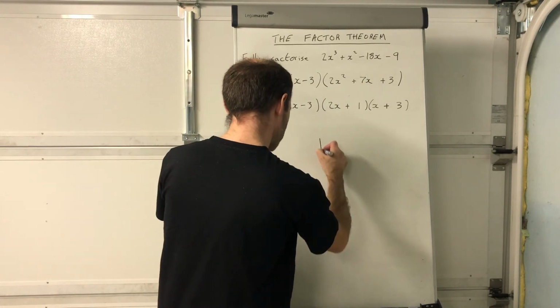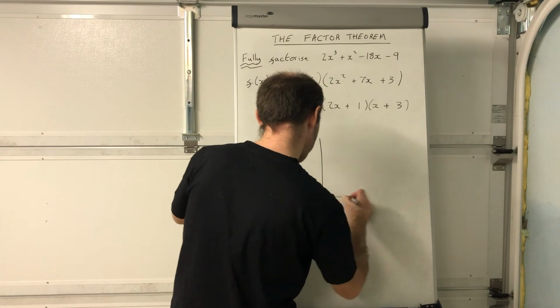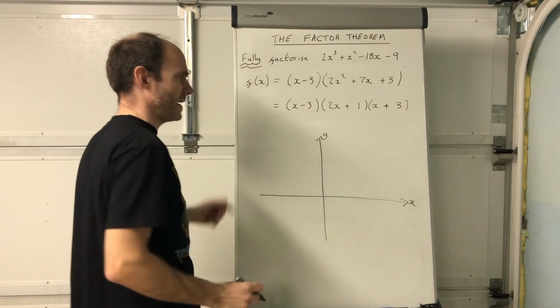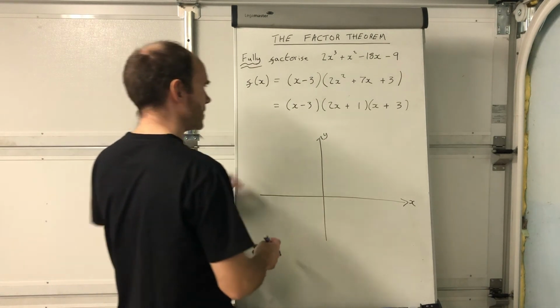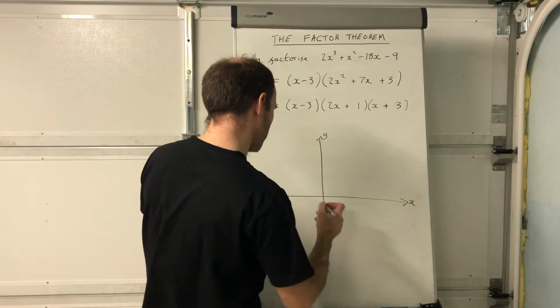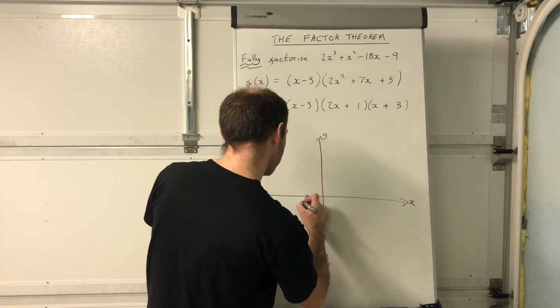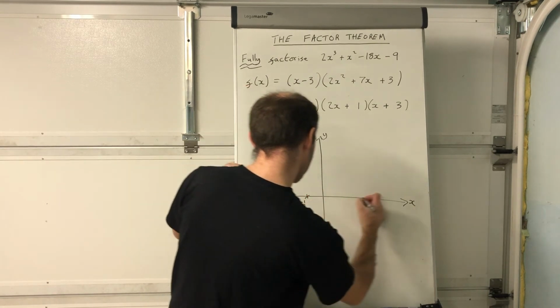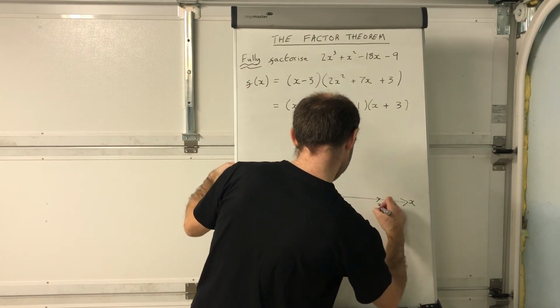Okay, so sketching the graph. Now that we know that it's factorisable and we have factorised it, we can write down 3 of the roots. So we've got x is positive 3, negative 3 and negative half. So I'm going to put the negative half there, I'm going to put the negative 3 there, and I'm going to put the positive 3 there.